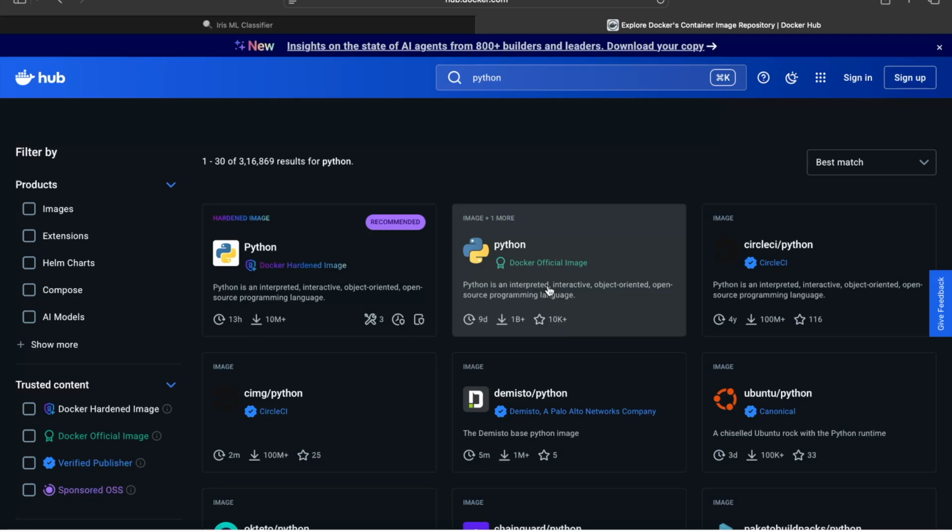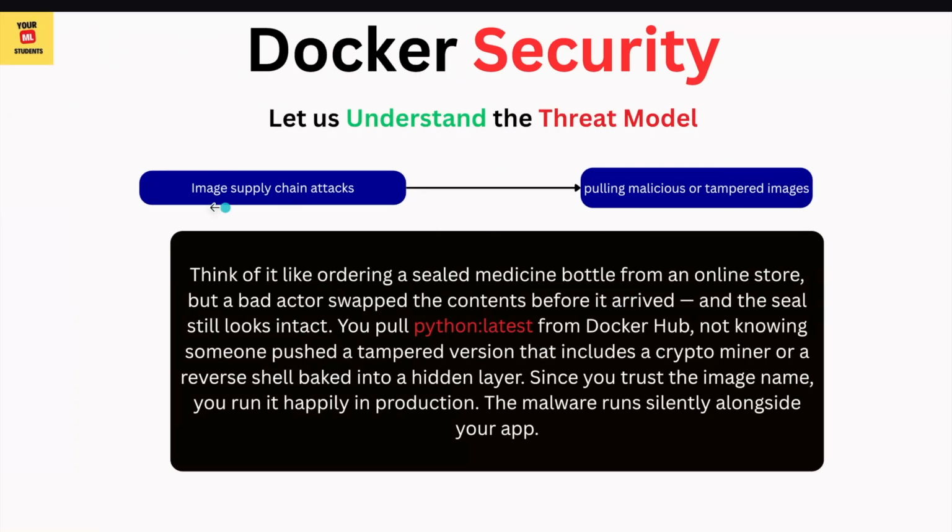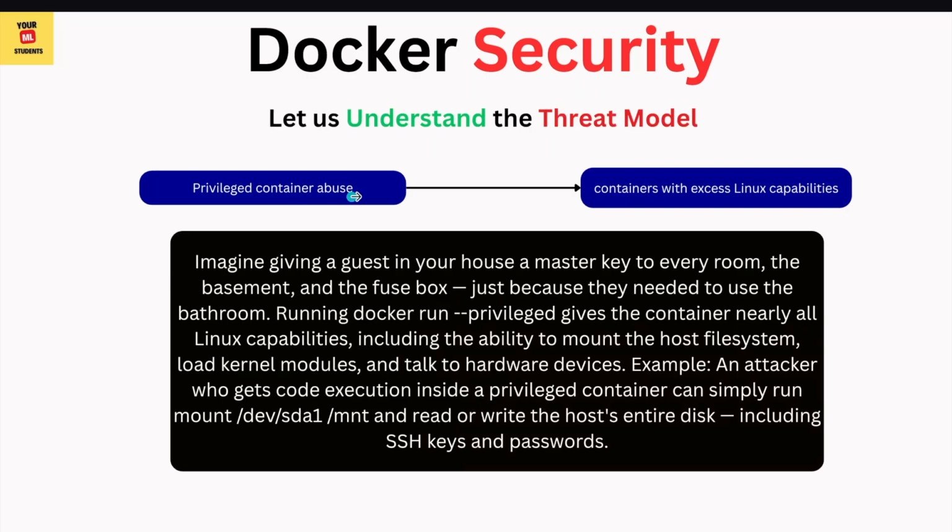If you are not doing that, in your case you may have an image supply chain attack issue, okay. So simple, you have pulled Python latest from Docker Hub, not knowing someone pushed a tampered version that includes a crypto miner or a reverse shell baked in a hidden layer. Since you trust that image name, you run it happily in production. The malware runs silently alongside your app and eats all of your data without letting you know about it even, okay. Next is privileged container abuse.